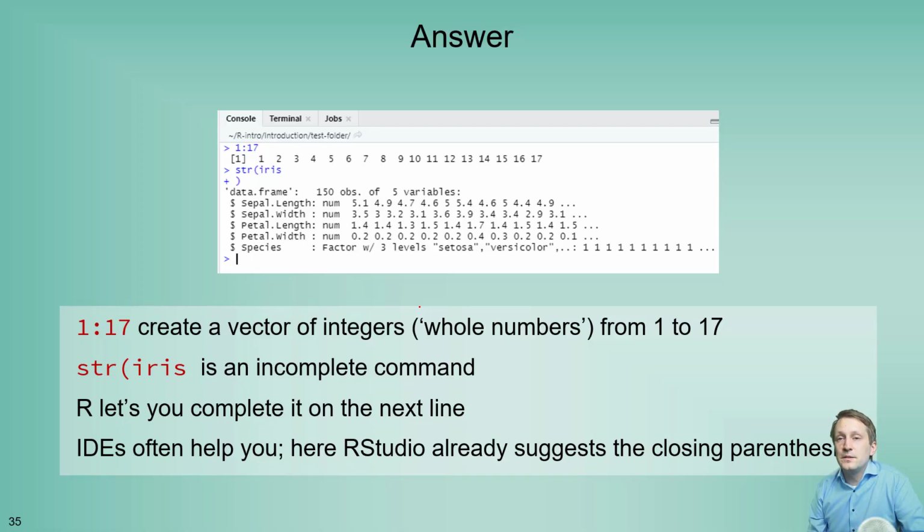Right, so 1:17 gives you all the numbers from 1 through 17. With str(iris), if you don't close the parentheses, you see a plus appear on the next line. That gives you an opportunity to complete the command. Then the command is completed and you see the structure of the object called iris, which in fact is a dataset called iris that has 5 variables and 150 observations.